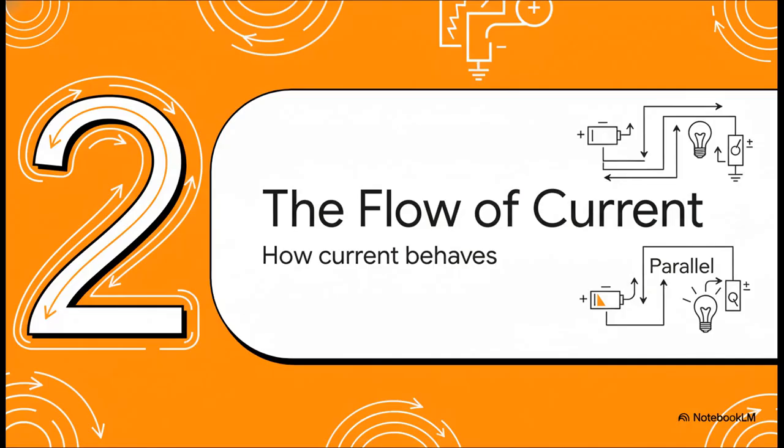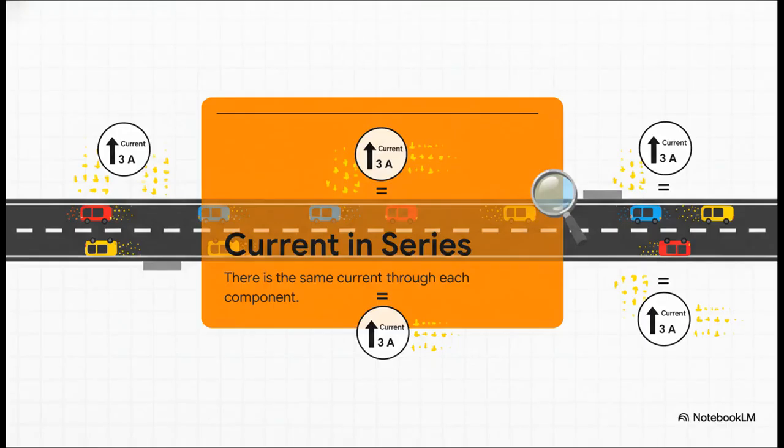All right, section 2, round 1 of our comparison: the flow of current. Let's dig into how the charge actually moves through these two different setups. Back to our series circuit, that single-lane road. Because there's only one path, the current is exactly the same at every single point. Imagine cars on that road. The number of cars passing you every minute is the same whether you're at the beginning, middle, or end. The current doesn't get used up as it goes along.